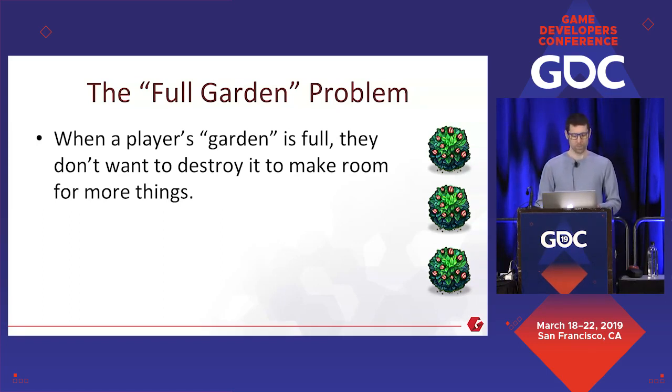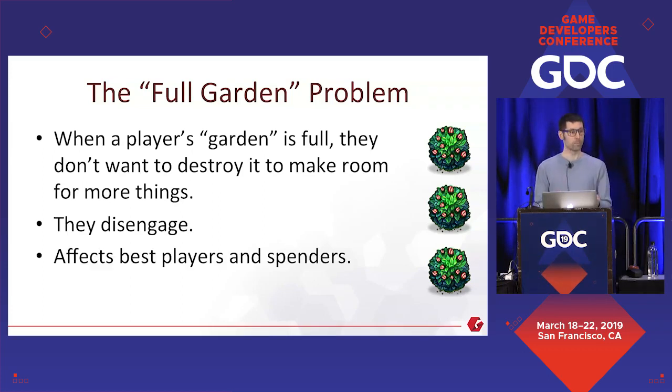So what do? The players disengage. It's the end of their game. And this is a big problem because it's the best players and spenders that reach this stage. Now you could give them additional canvases, but that comes with its own challenges and churn. And I was hoping for a more elegant solution.